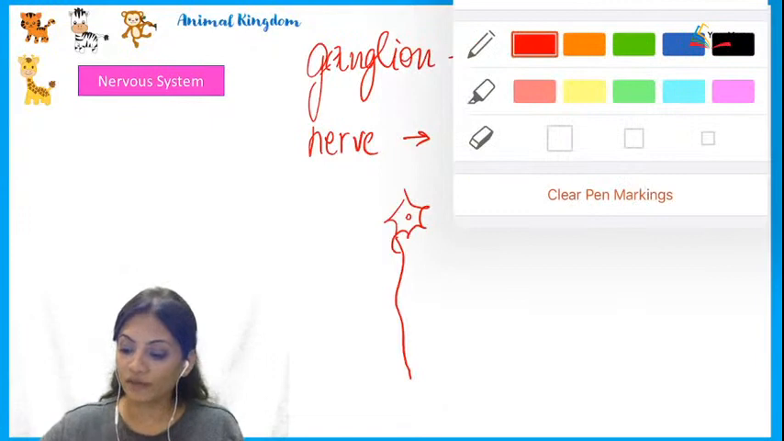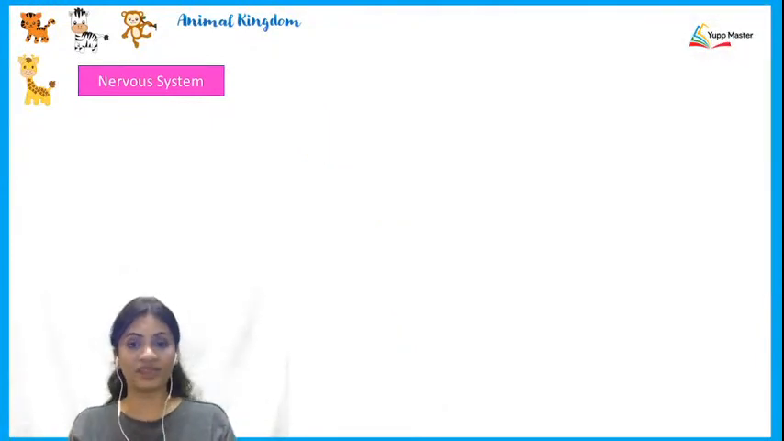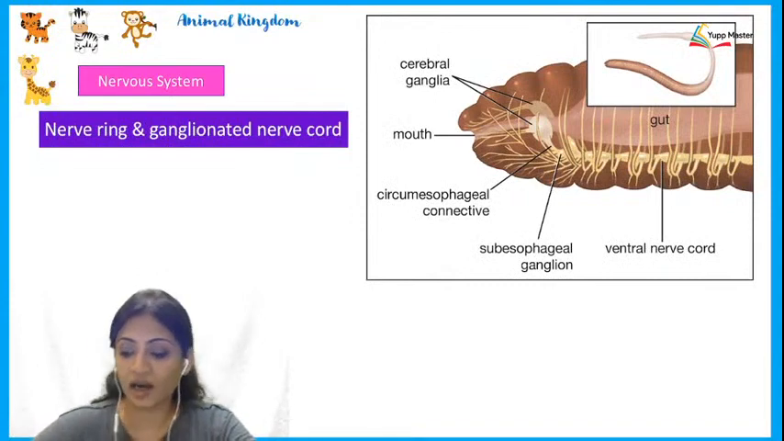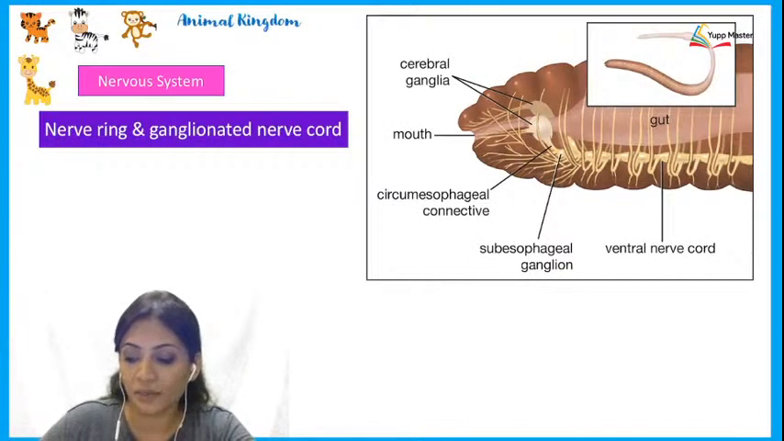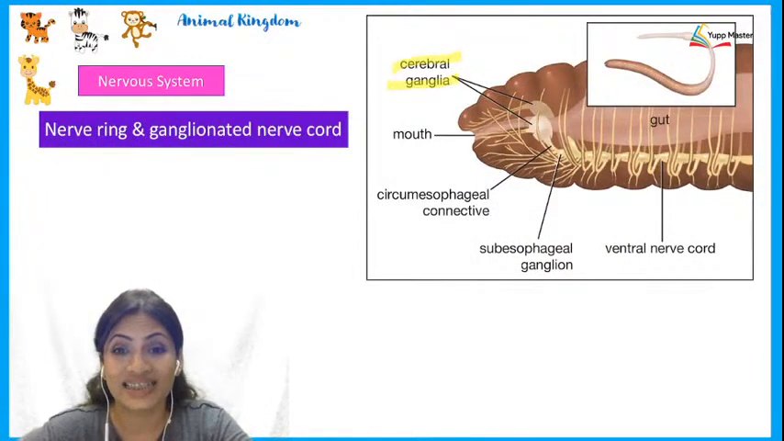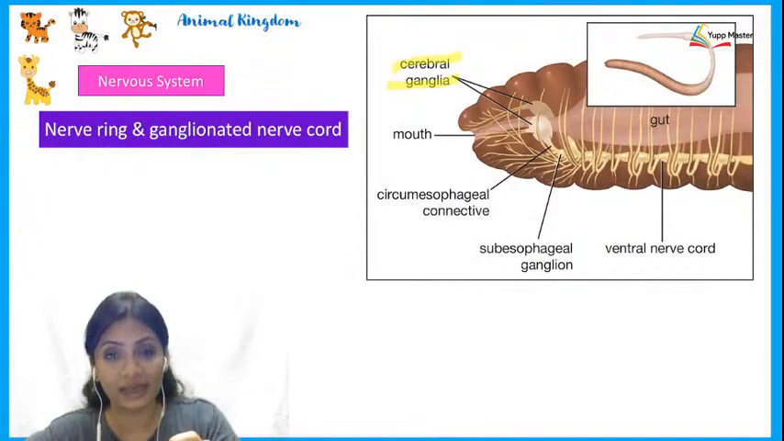All right, so now when we're talking about the nervous system of this annelid, what do we see here? Look at that there. There is the presence of cerebral ganglia. Can you see that there over here, written right here? Cerebral ganglia. What is a ganglion?